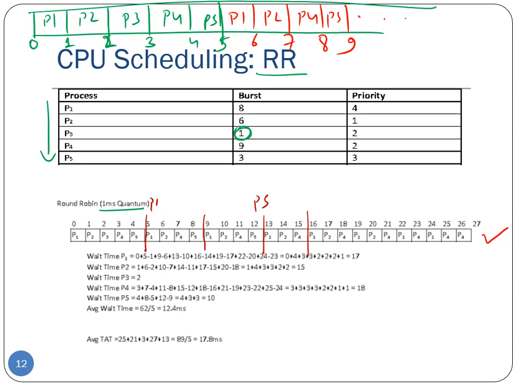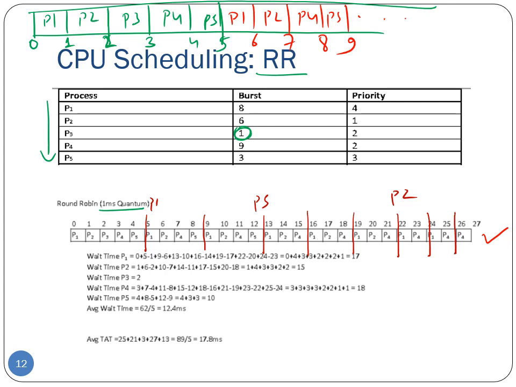So this is the fourth window, the fifth window. This is the sixth window. After the sixth window, P2 would finish. So only P1 and P4 would be remaining. So P1, P4, P1, P4. So this is one window. This is the next window.